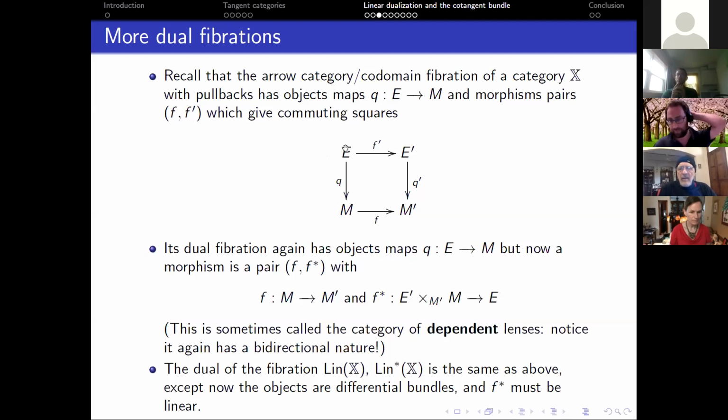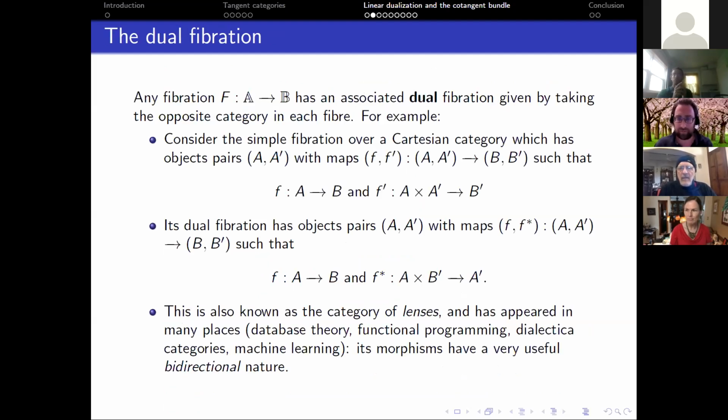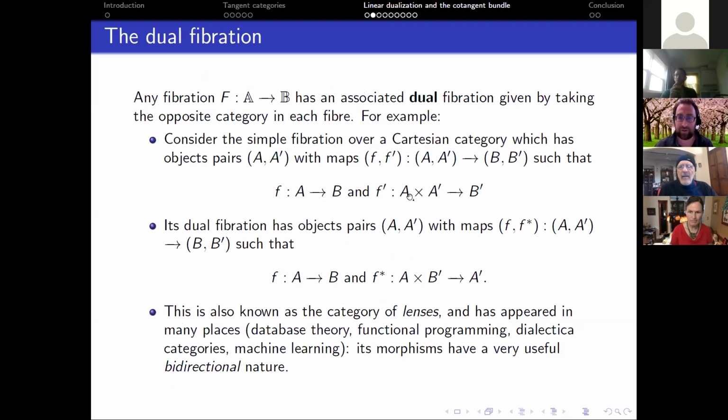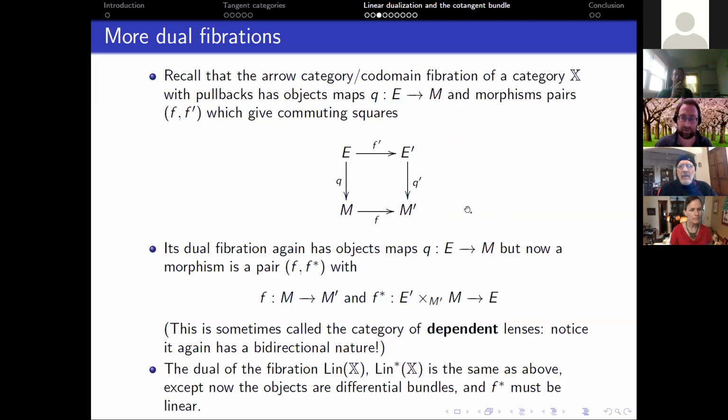By the way, it's not completely directly obvious that such maps compose, but they do from the general theory, and you can figure out how the composition will work. It's kind of an interesting thing to look at. So this particular thing is sometimes called the category of dependent lenses, the dependent bundle version of this one here. But again, it has this bidirectional nature.